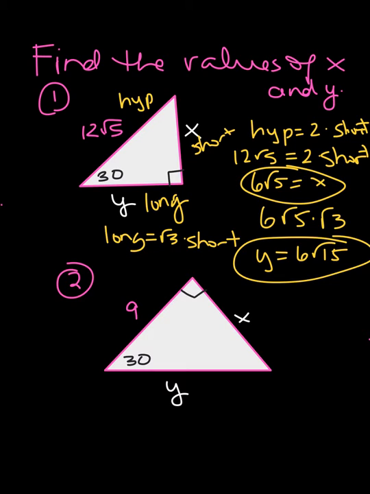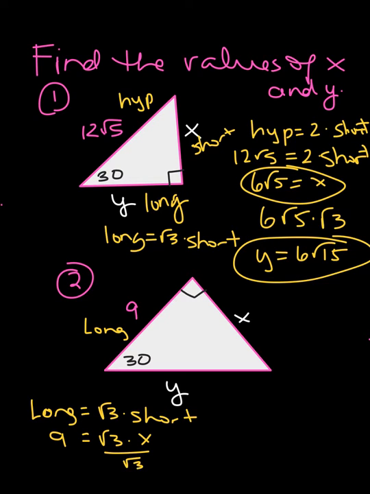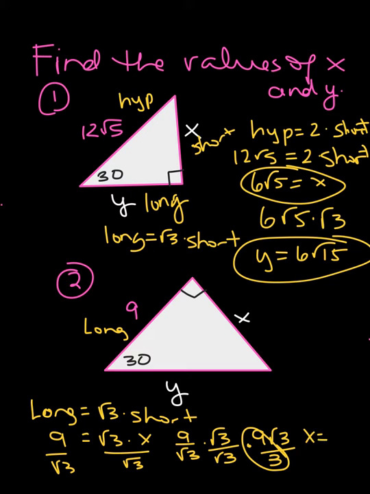In number 2, I'm given my long leg, so this is my long. So again, the first thing I need to do is go to my short. I know that my long is equal to root 3 times the short. The long is 9, and I have root 3 times my short leg, which is x. I need to get x by itself, so I'm going to divide both sides by root 3. So 9 over root 3, I need to multiply top and bottom, the numerator and denominator, by the square root of 3. I need to rationalize, and I get 9 root 3 over 3. I can simplify what's on the outside, so x has a value of 3 root 3.